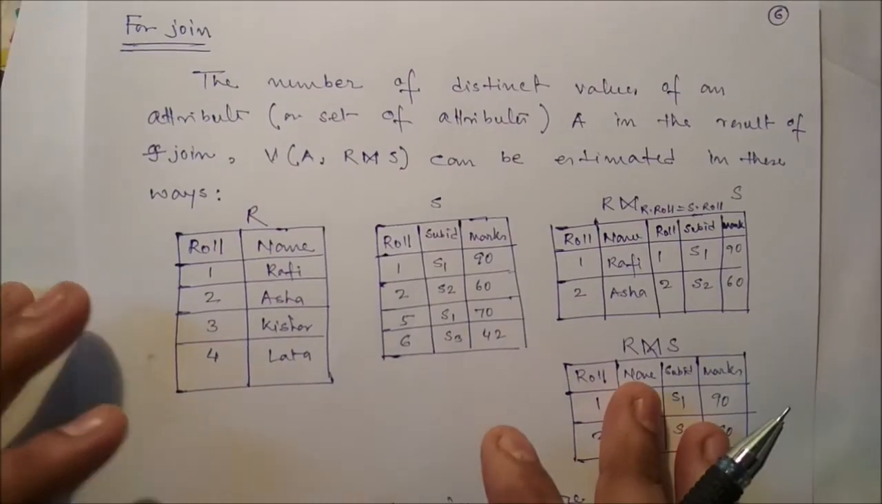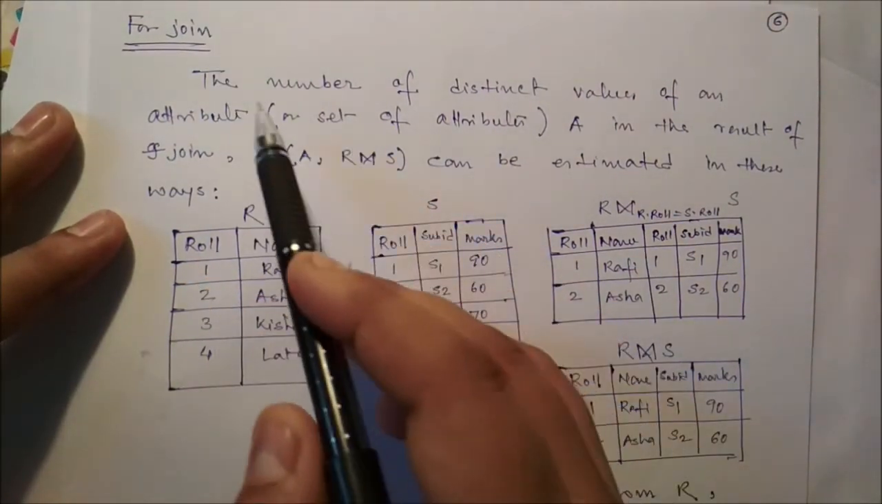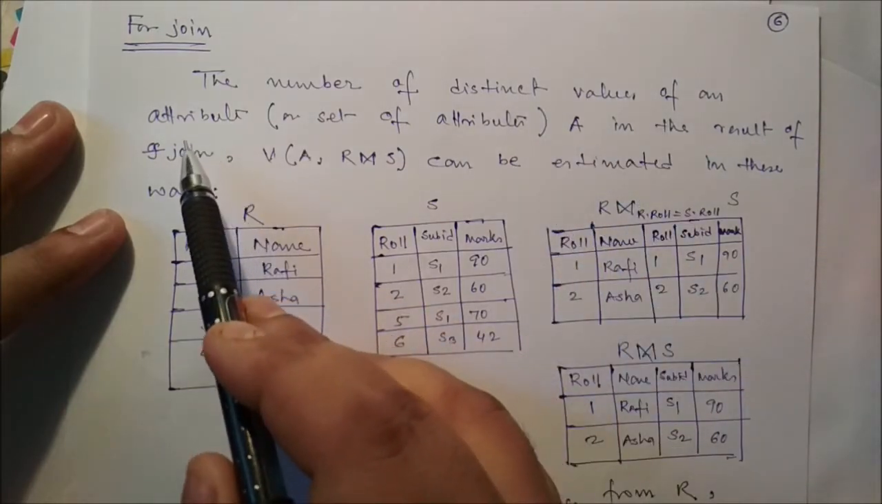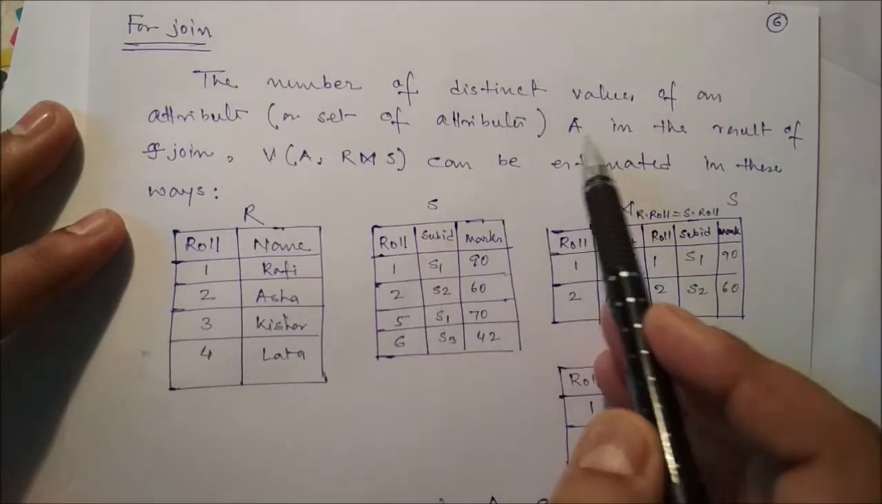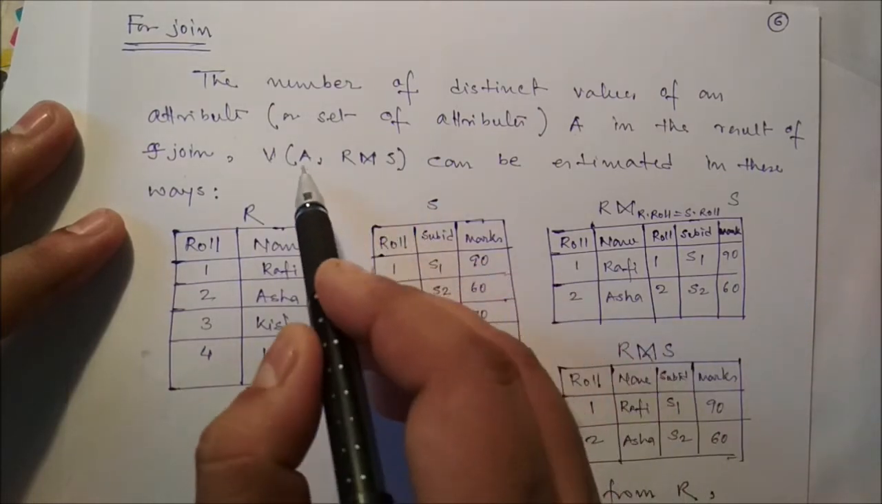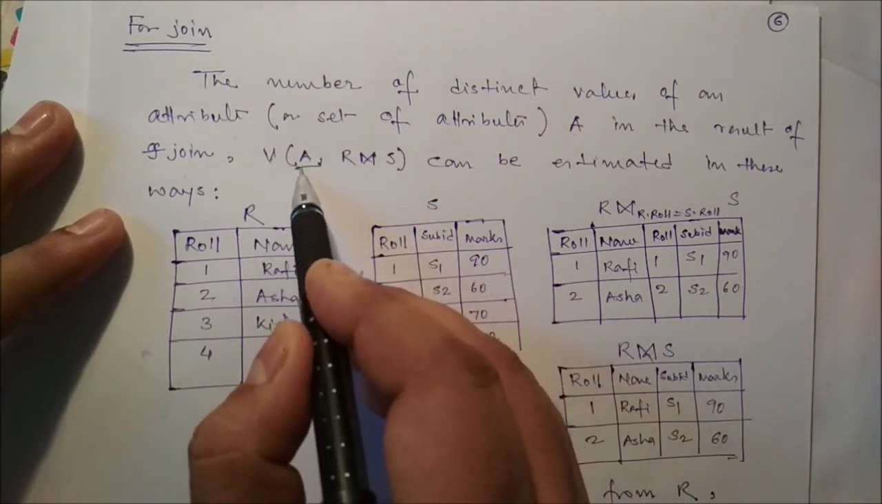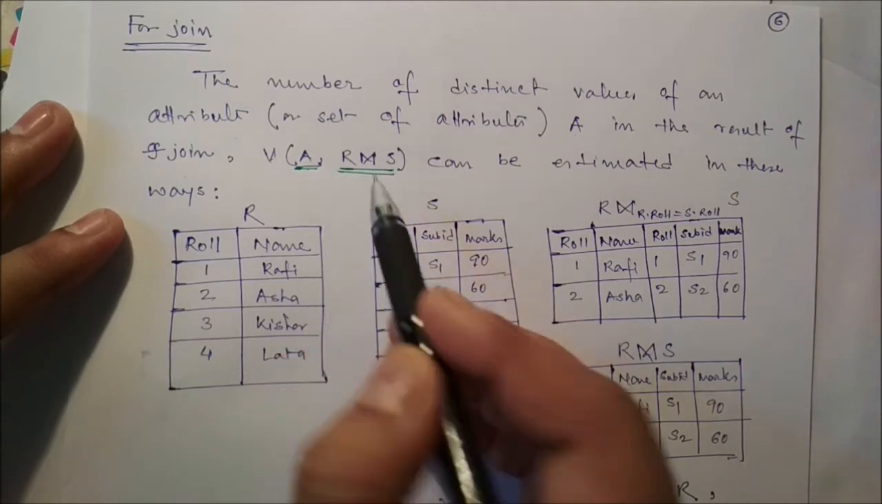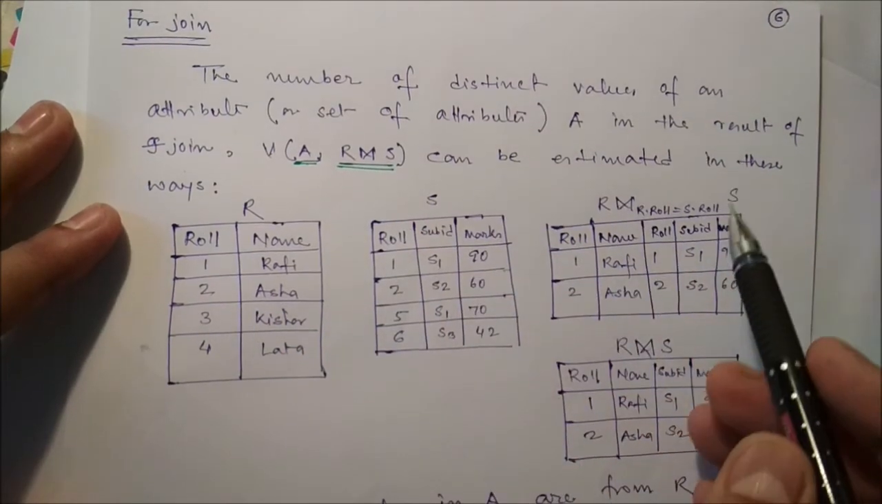Next, join is there. Now for join, the number of distinct values of an attribute or a set of attribute A in the result of join, V A. Now that means what? We need to know the distinct value present in attribute A after applying the join can be estimated in this way.